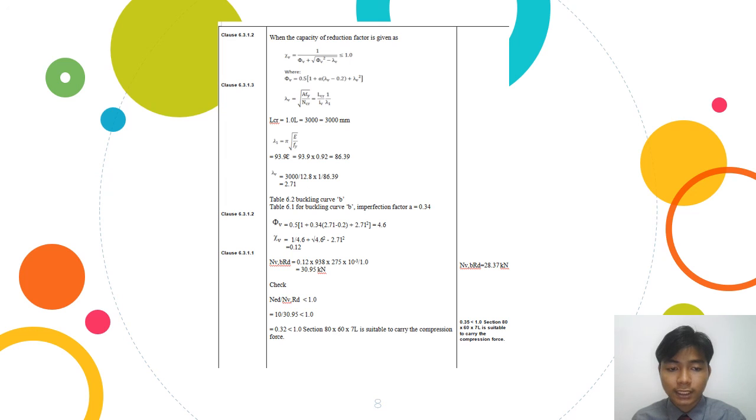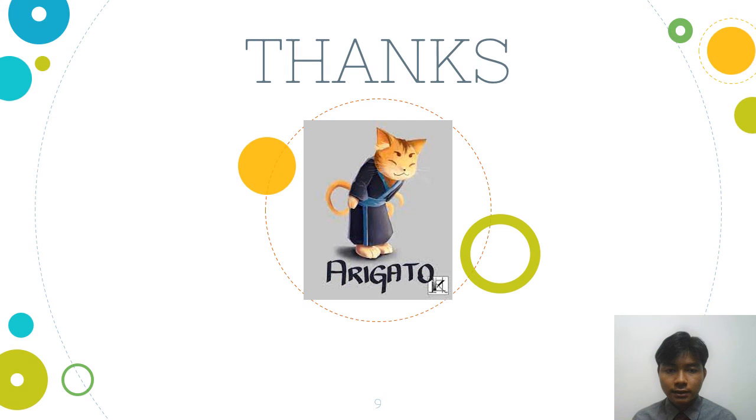We check it: NEd, the design maximum compression force, over NbvRd 30.75 is smaller than 1, because it is 0.32, it is suitable to carry the compression force. And that's all from me. Thank you for listening, and I'm very thankful for this presentation to end.